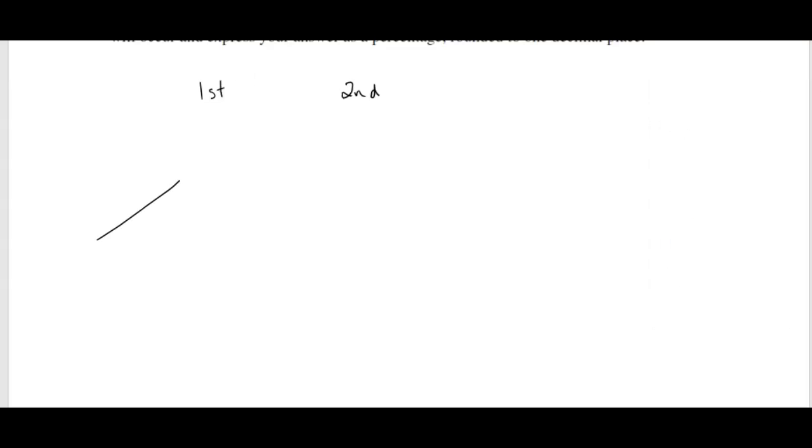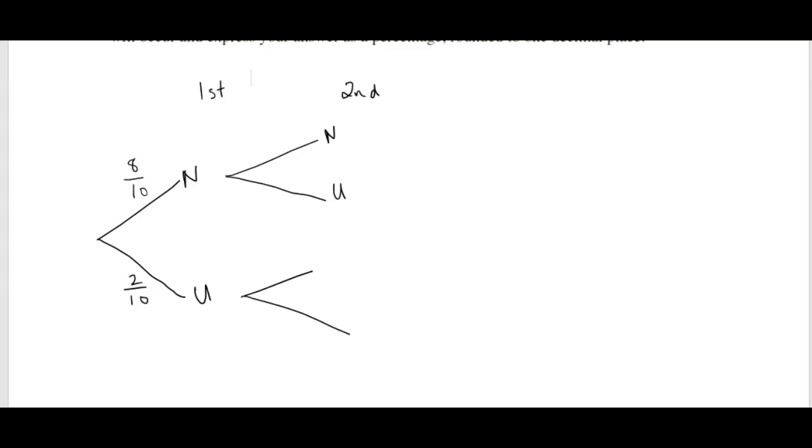So in my first one, normal and underweight. The probability for underweight is 2 out of 10 cans, and normal will then mean it's 8 out of 10. Okay, so we had 2 that were underweight and 8 normal, and that's what it said in the question. Then our second selection, we can have either a normal can or an underweight, and a normal can or an underweight.